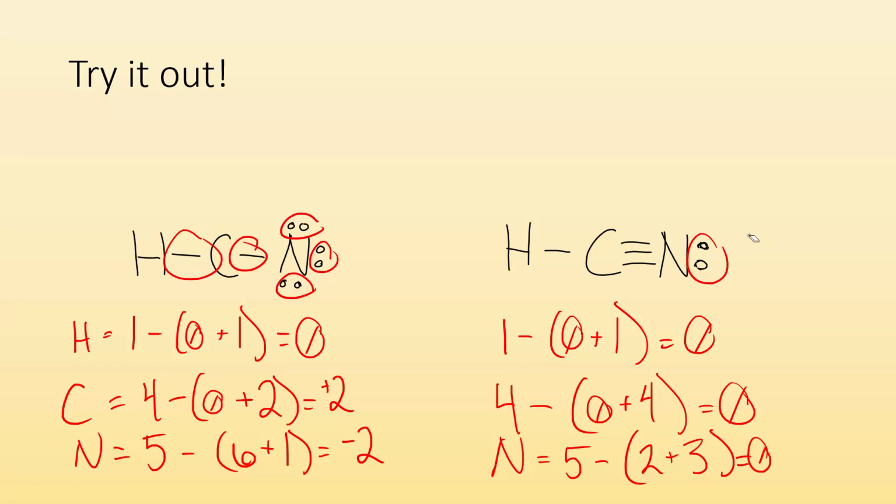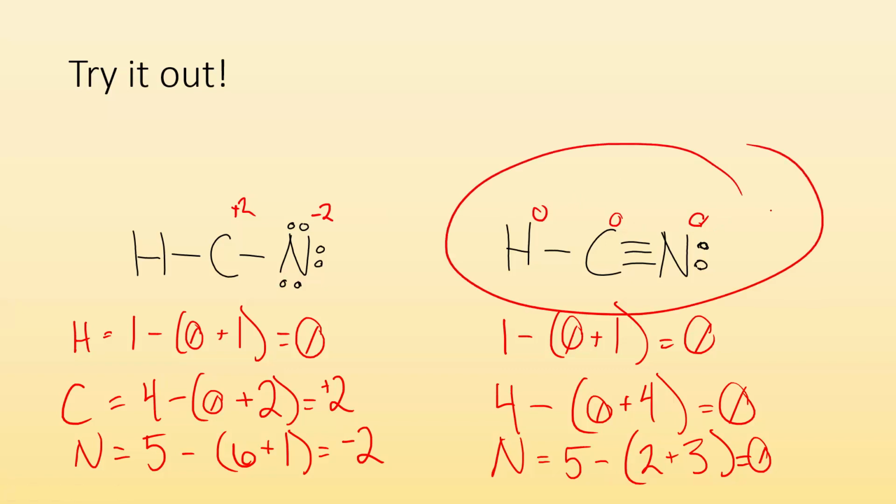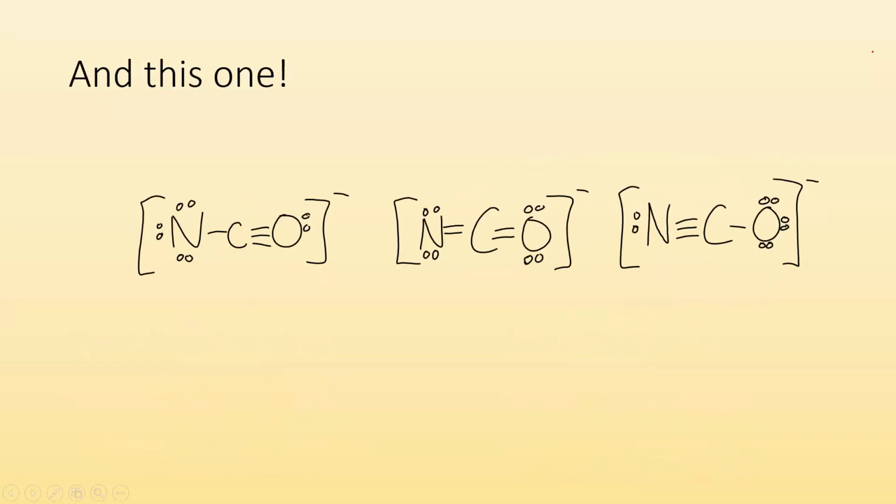So we're looking at 2 different Lewis structures. In one, all the formal charges are 0, and in the other, that is not true, right? Carbon has a +2, nitrogen has a -2. So which Lewis structure is best? It's going to be the one where they're all closer to 0. It's going to be that one. All right, one more.